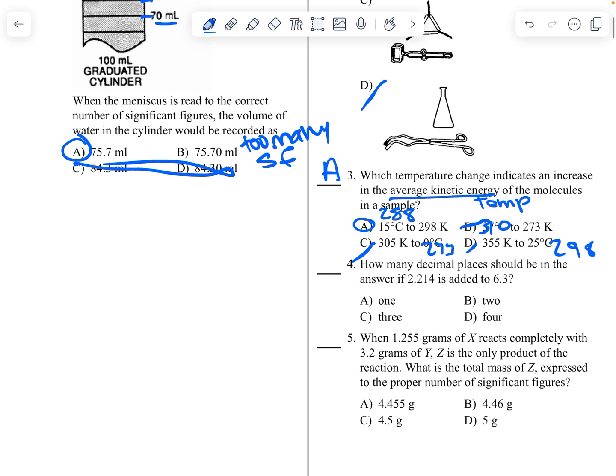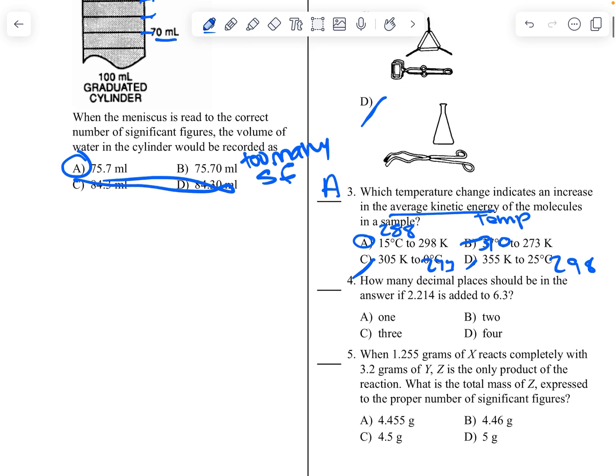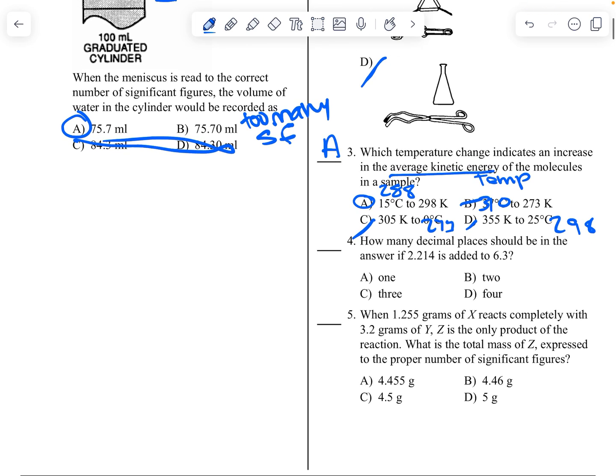How many decimal places should be in the answer if 2.214 is added to 6.3? So 2.214 plus 6.3. The rule of sig figs when you add or subtract is the fewest number of decimal places. So this number has 3 decimal places, not total sig figs. Total sig figs would be 4. 1, 2, 3, 4. But 3 decimal places, this only has 1. So 1 decimal place.